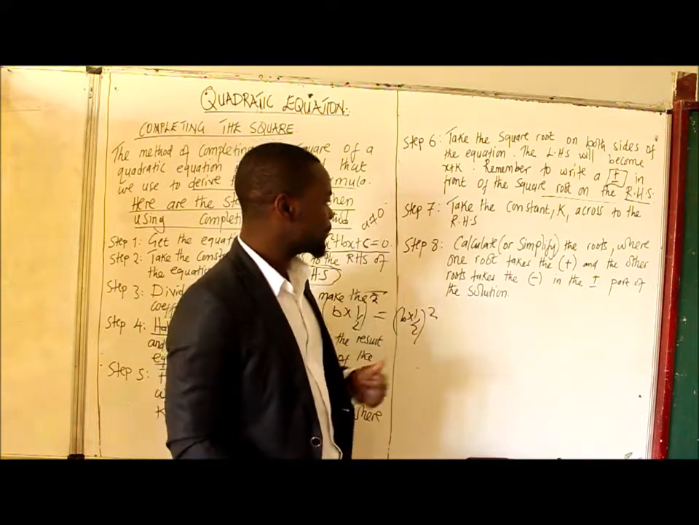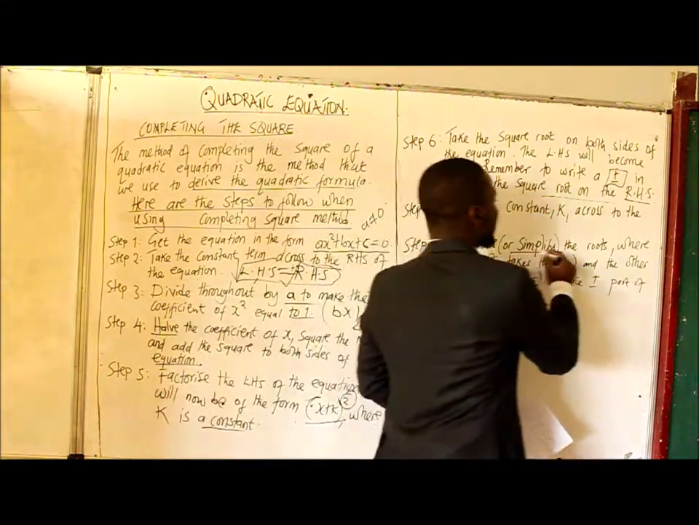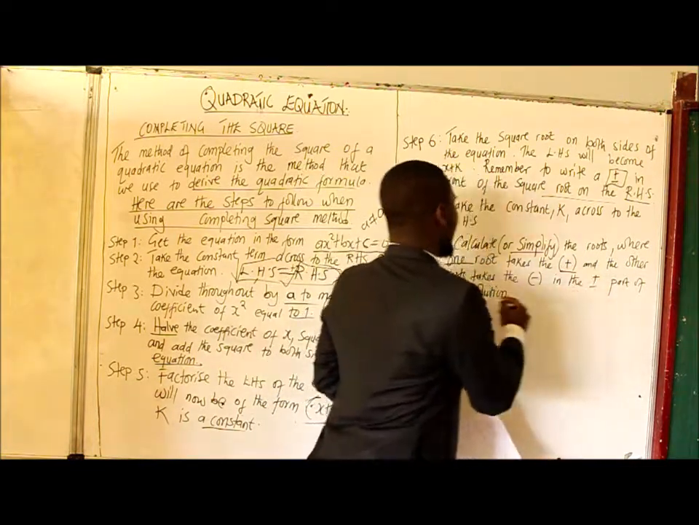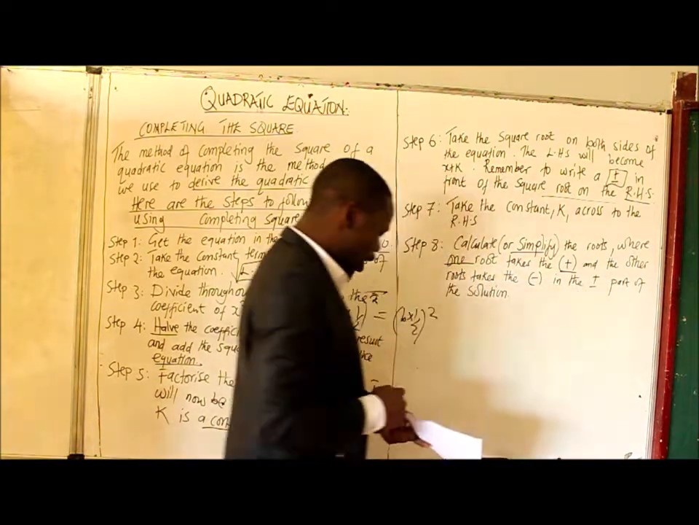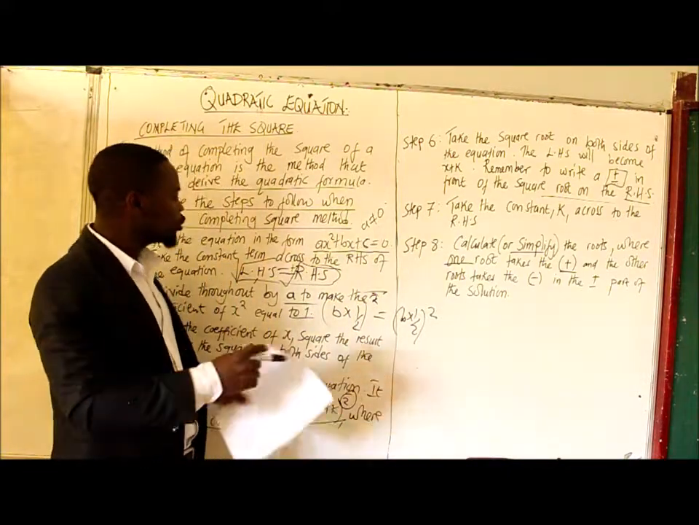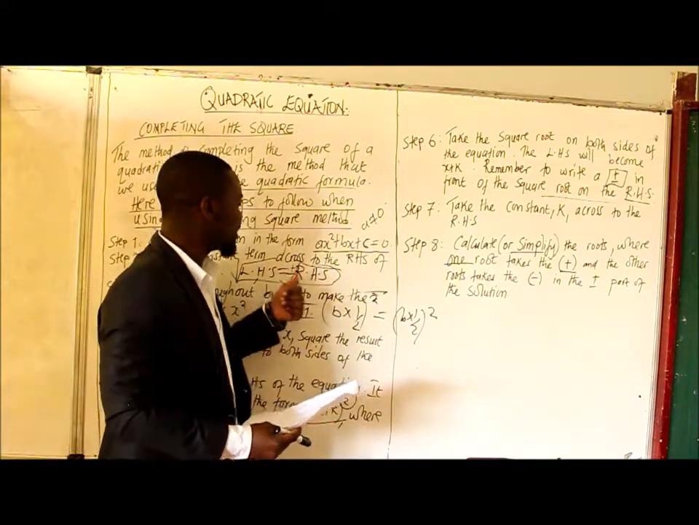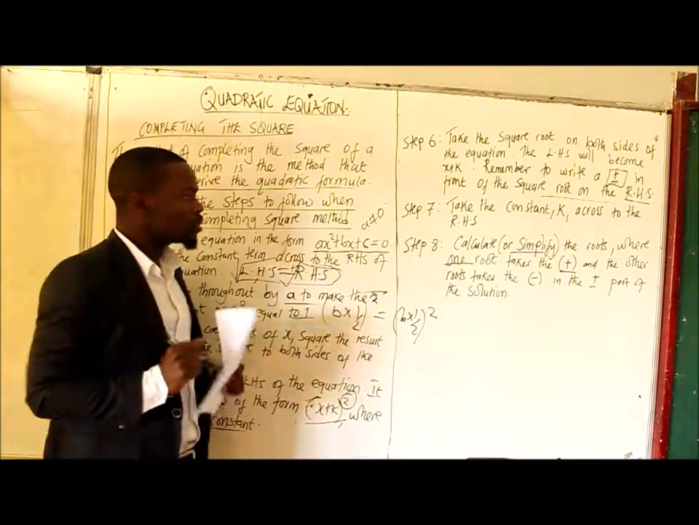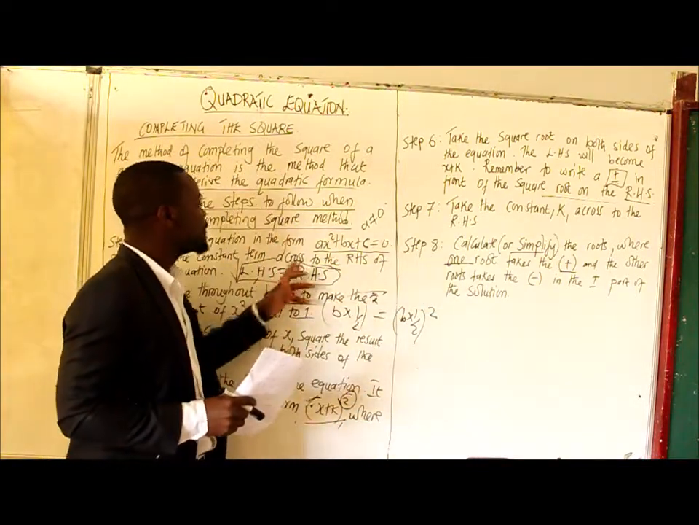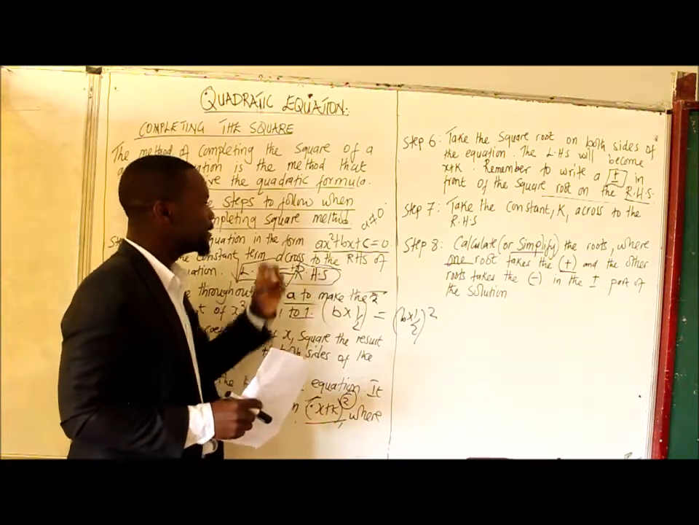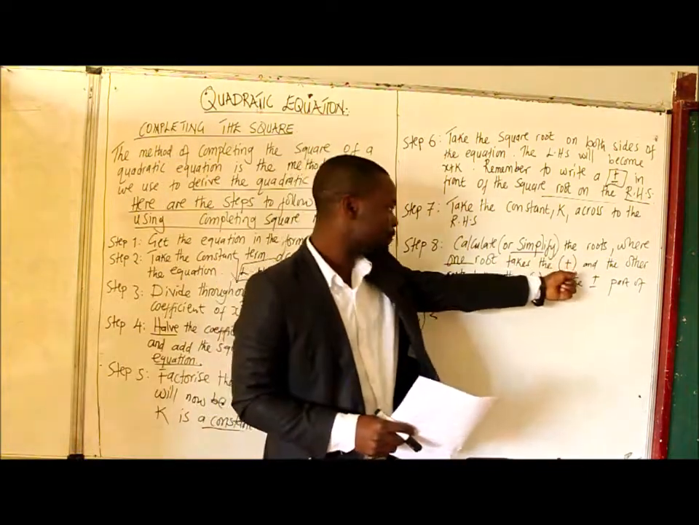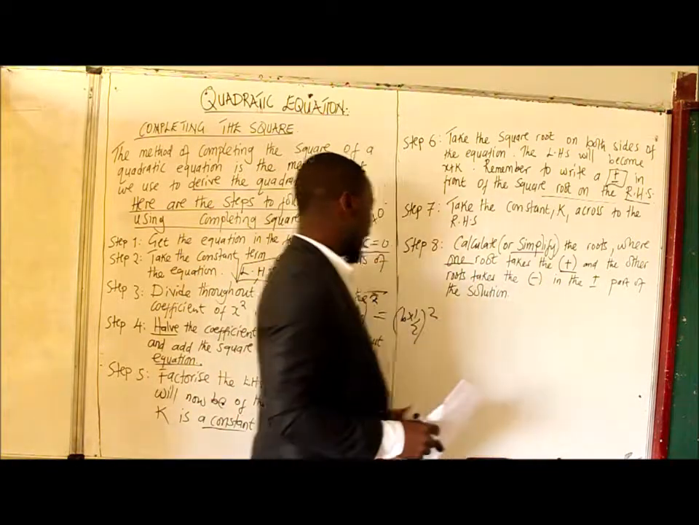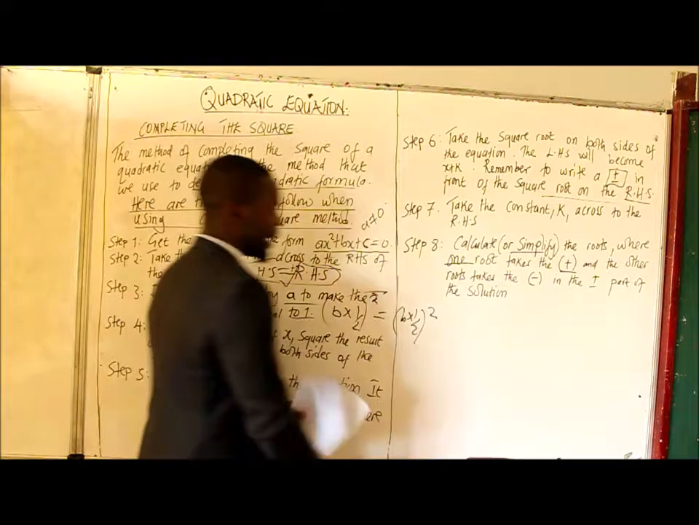Step 8 is saying, calculate or simplify the roots, where one root takes positive and the other root takes negative. Now remember that when you introduce a square root on the right-hand side, we also add positive or negative. So step 8 is saying, simplify them by separating one component to have a positive and the other root to have a negative. Alright, so from here let's go into our examples.